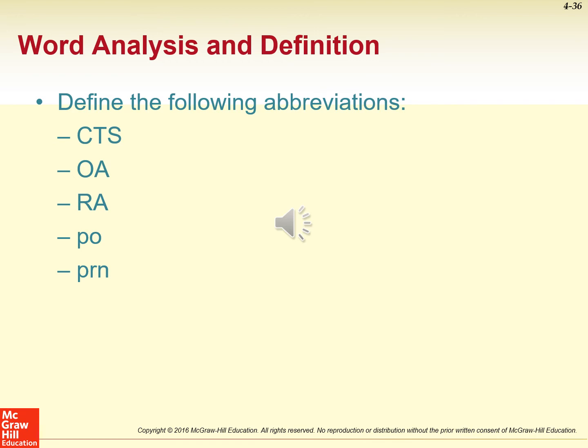So let's look at some more of these abbreviations. So we have CTS, carpal tunnel syndrome, OA, osteoarthritis, that's right, RA, rheumatoid arthritis, very good. So PO, that's peroral, which means by mouth. We have PRN, that means when necessary, right? Now we have some optional, kind of related abbreviations to go with this. So we have DJD, right? Degenerative joint disease. We have MCP, meta, right?